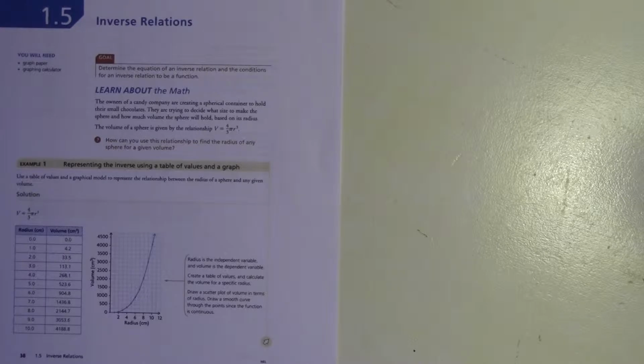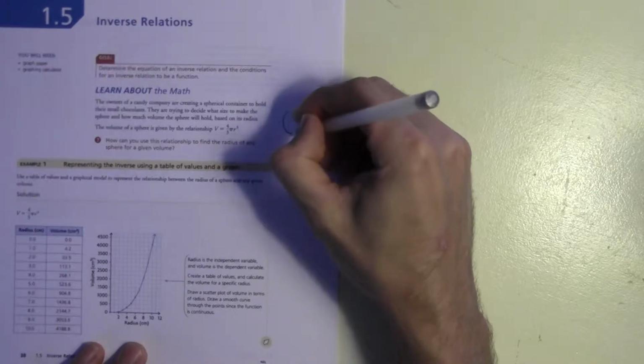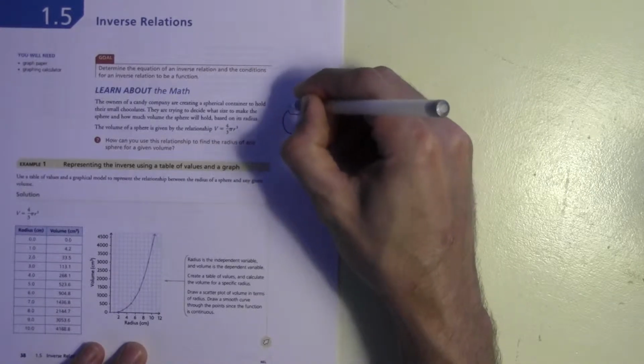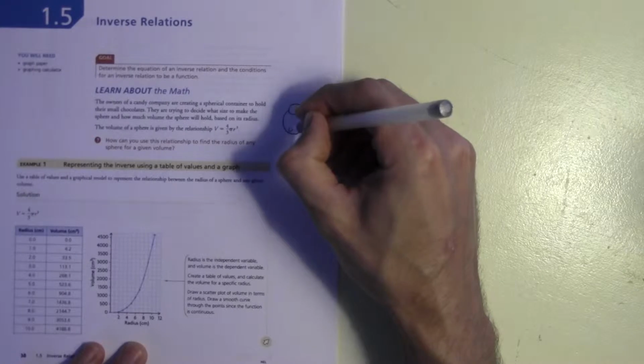Yeah, Ramon, thank you. The owner of a candy company is creating a spherical container to hold their small chocolates. They are trying to decide what size to make the sphere and how much volume the sphere will hold based on its radius. The volume of a sphere is given by the relationship V equals 4 over 3 pi r cubed. Okay, so they're making a spherical container and they're going to put chocolates in it.